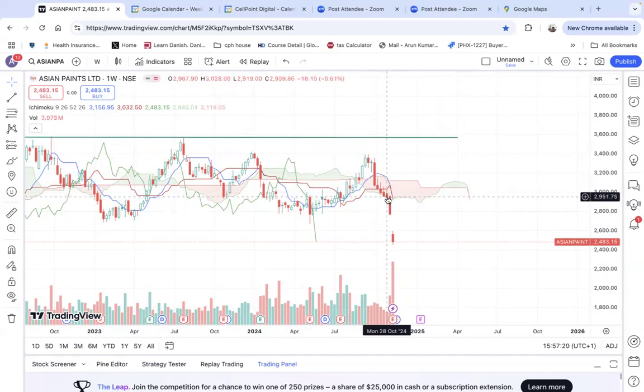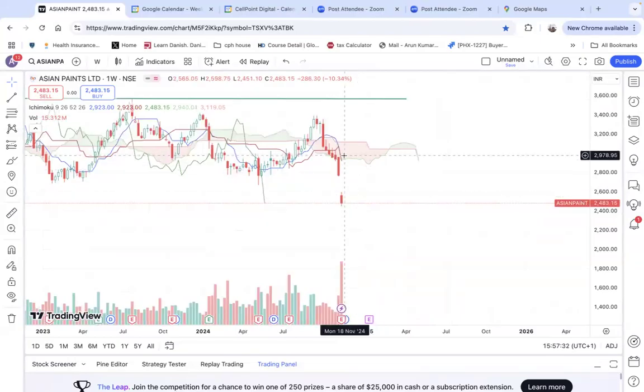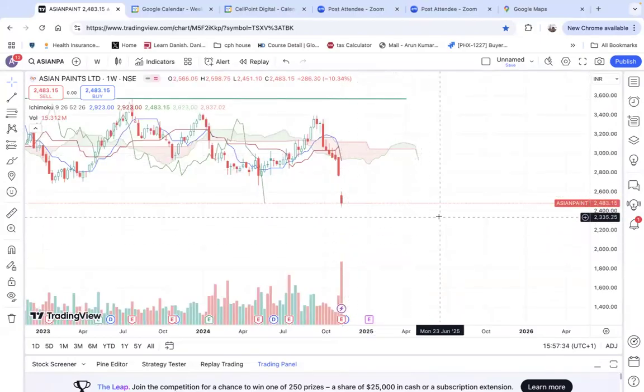That is, on the 28th October. I would have sold out because this was a clear rejection, or I would have even sold out here on this day, the 30th September. And now there is nothing. I will not even touch this stock till the trend reverses.